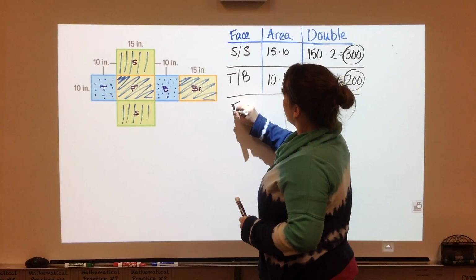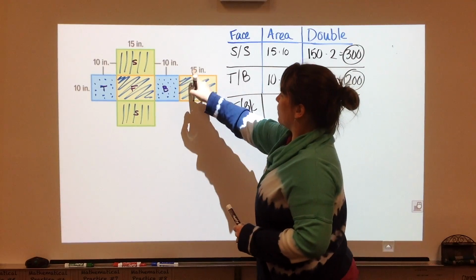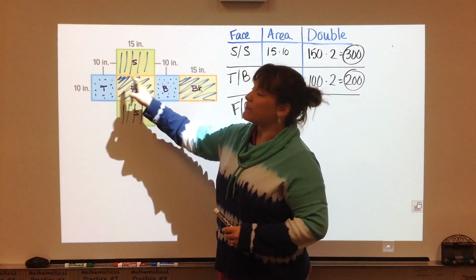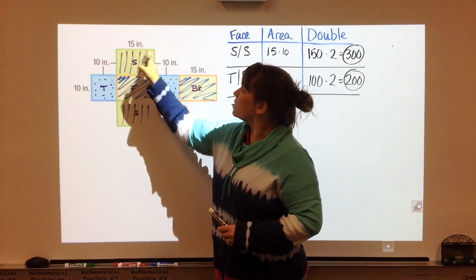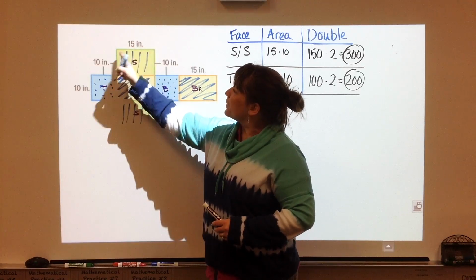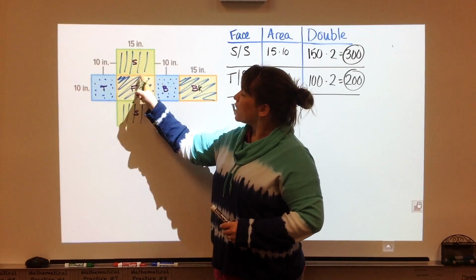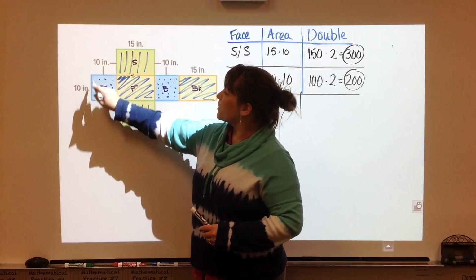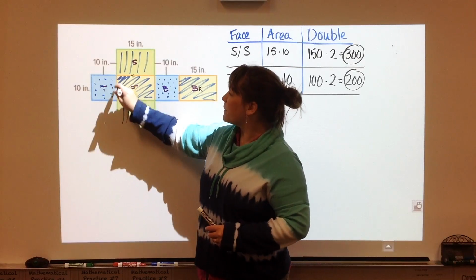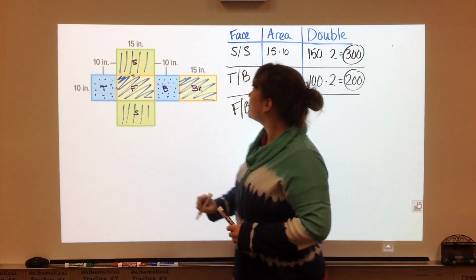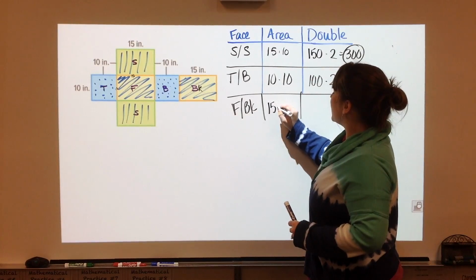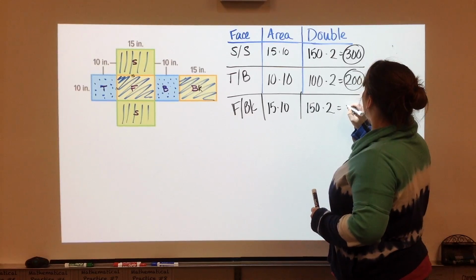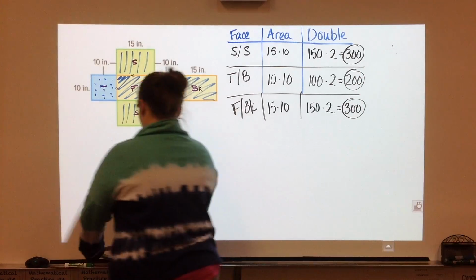The last one we're going to do is front and back. That would be this middle guy. Remember, rectangles have opposite sides that are the same. So if this 15 of the green rectangle, this is the same 15 for the yellow. If this blue part of the top is 10, that means this also is 10. So we have another 15 by 10 area, which is another 150. When we double it, we get another 300.